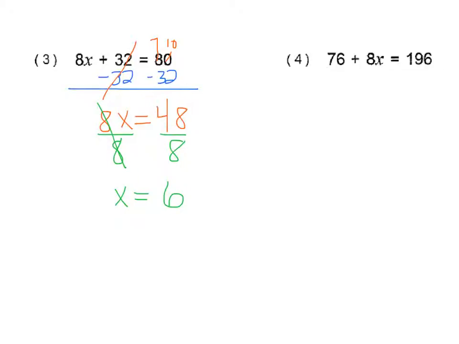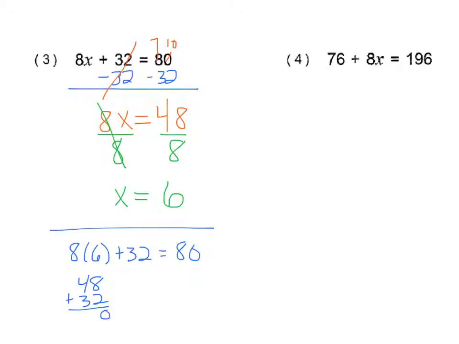So let's check and see if this works. If we take 8 times 6 plus 32, do we get 80? Well, 8 times 6 is 48, plus the 32, 10 carry the 1, we get 80 is equal to 80. So the correct answer is x equals 6. So why don't you go ahead and try number 4 on your own. Pause the recording and turn it back on and see if your answer matches mine.